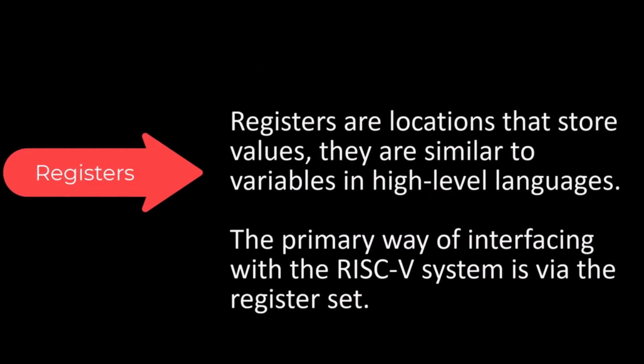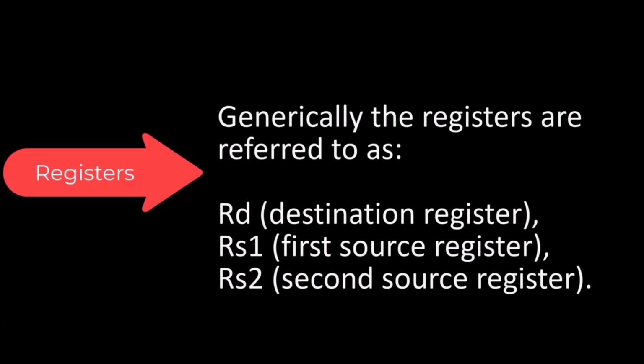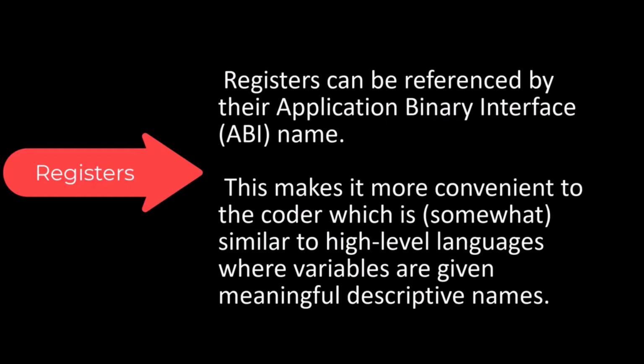They are similar to variables in high-level languages. The primary way of interfacing with the RISC-V system is via the register set. Generically, the registers may be referred to as RD, destination register, RS1, first source register, and RS2, second source register. Registers are denoted by their application binary interface, ABI, name, to make it more convenient to the coder. This is like high-level languages where variables are given meaningful descriptive names.